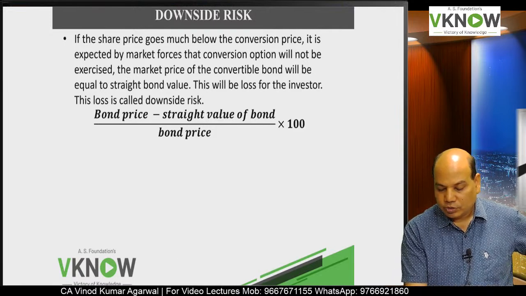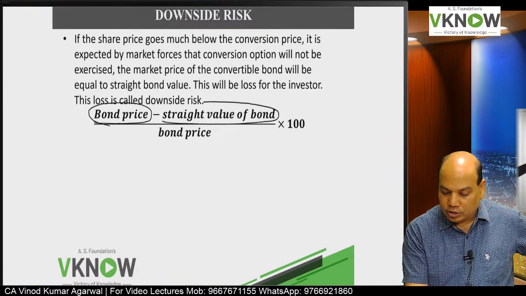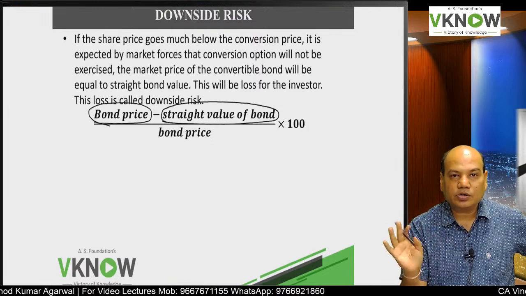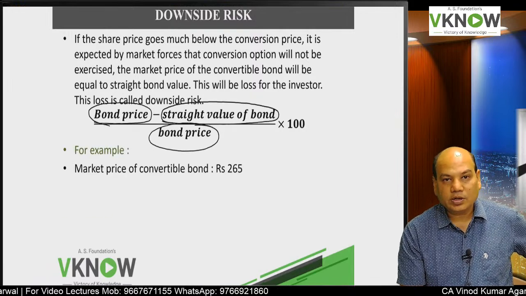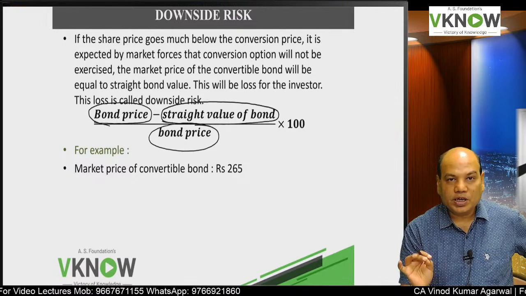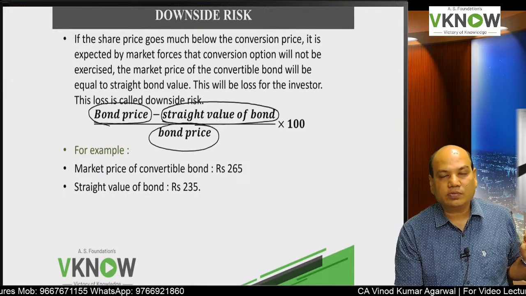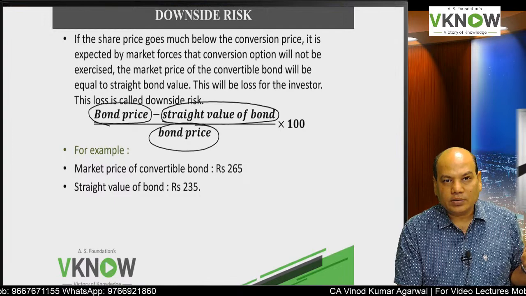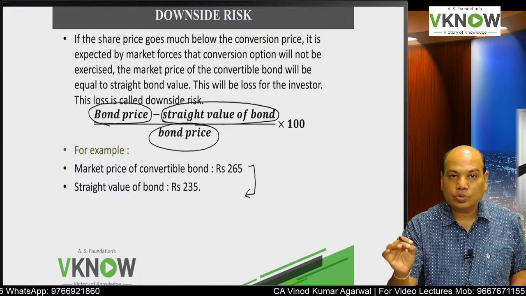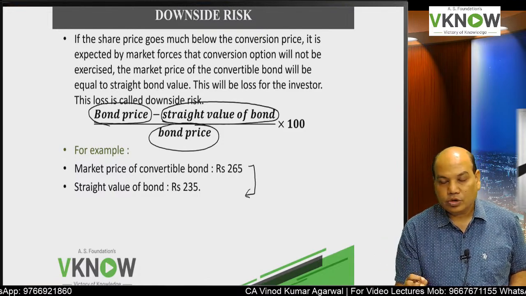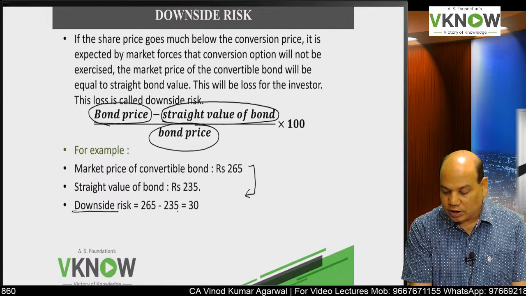How do you compute it? The bond price, the amount you paid for the bond, minus the straight value of the bond, that is the value of the bond if there was no conversion option, divided by bond price. So I have given an example there. Suppose the price to be paid for a convertible bond is 265 and the straight value of the bond, that is without the conversion option, would have been 235. So what is the downside risk? The value of the bond can fall from 265 to 235. So you may lose 30 rupees. You may lose 30 rupees, that is downside risk in rupees.